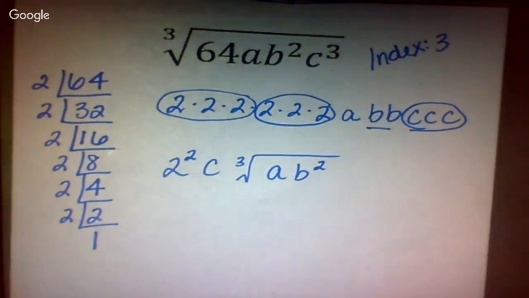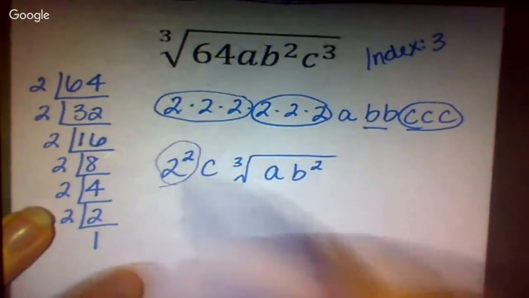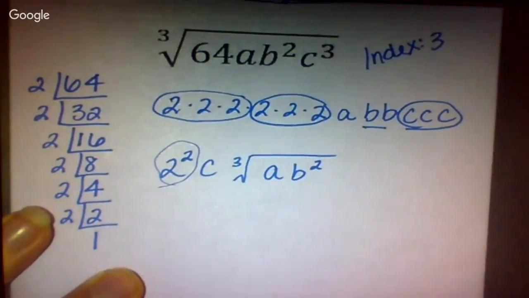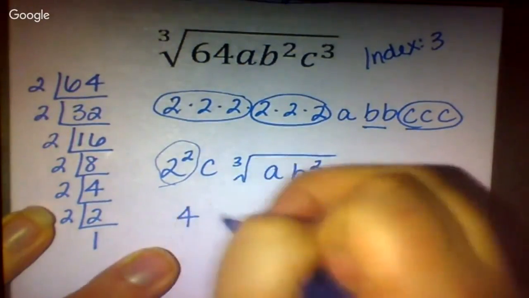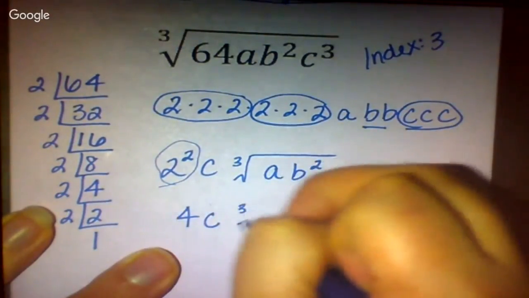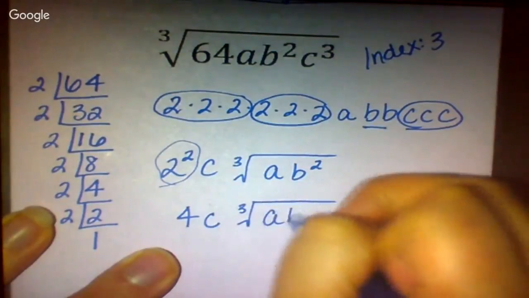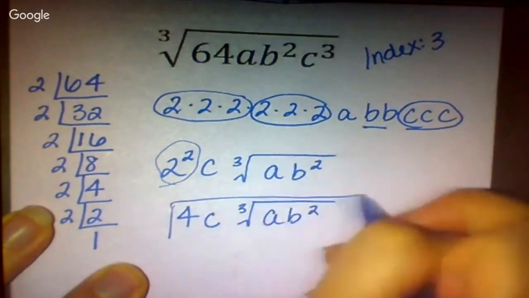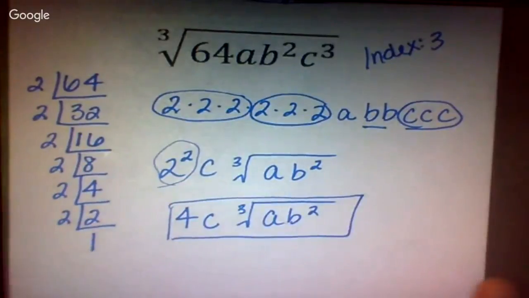Okay. We've got one extra step. Just because you have 2 squared out front, you don't want to leave it as 2 squared. What's 2 squared? 4. So your final answer should be 4C cubed root of A B squared. That's the only time you have that extra step, when your numbers out front are more than just one. Something like something squared, something cubed, or even 2 times 3 out front, you need to multiply them together.